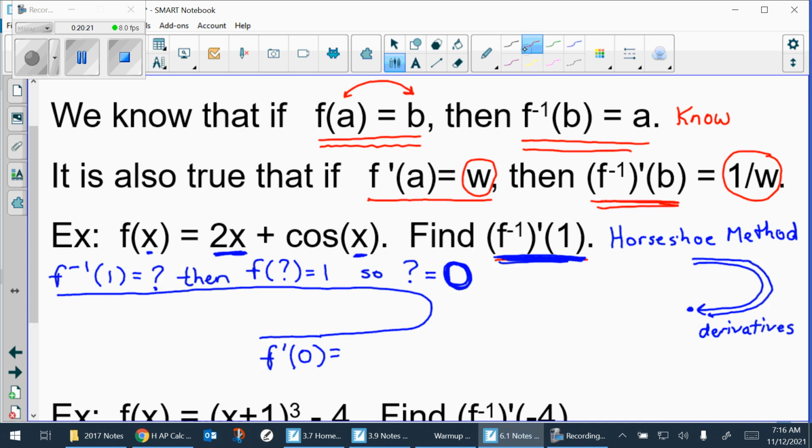Now that's going to take a little bit of work. I mean, what is f prime of x? Oh, these aren't going to be really tough derivatives. Derivative of this is 2. Derivative of this is negative sine of x. So what is f prime of 0? Well, that's going to be 2 minus the sine of 0. And if we know our unit circle, which I'm sure we do, we know f prime of 0 is equal to 2 minus nothing, which is 2.